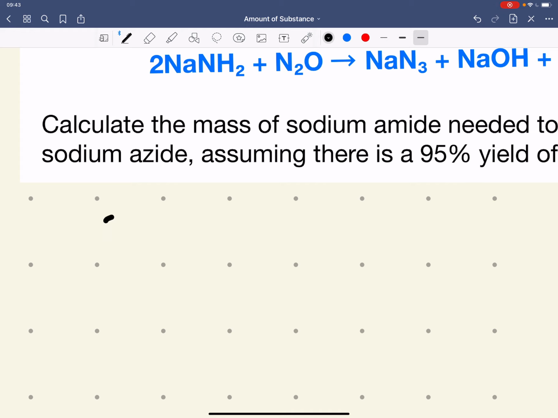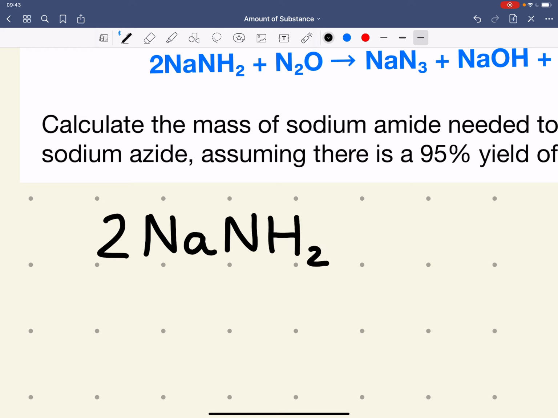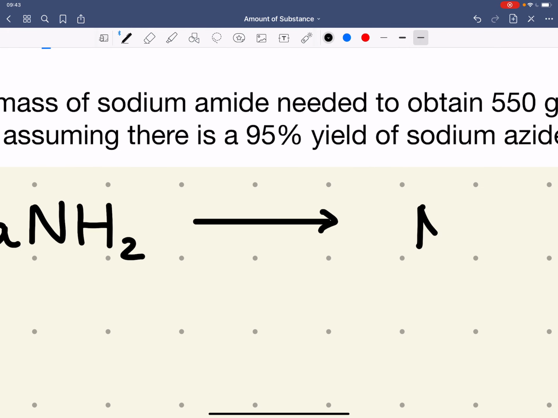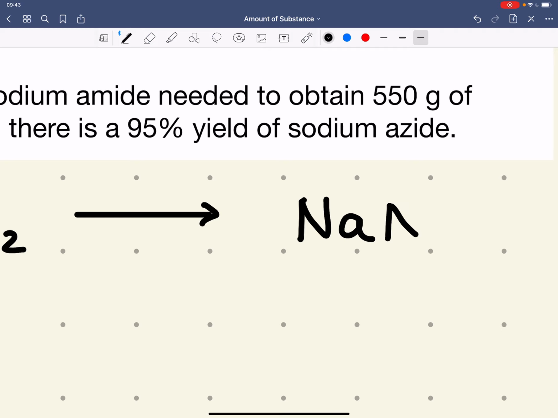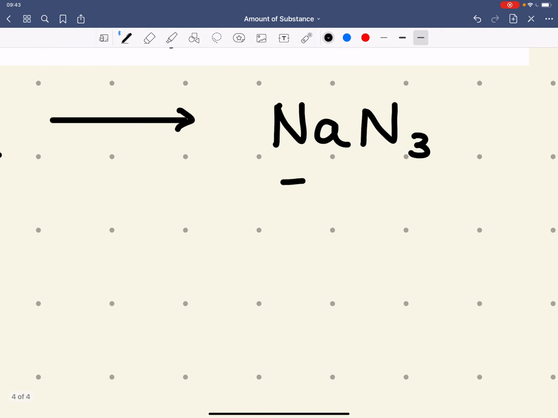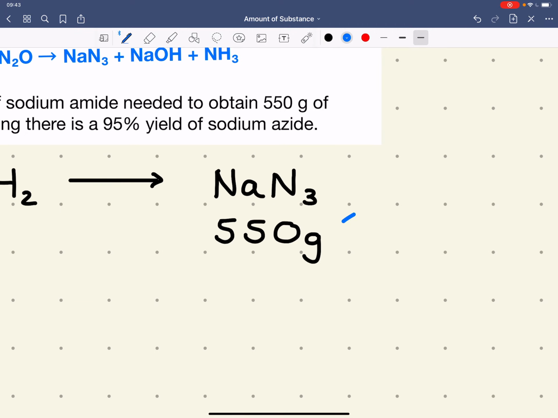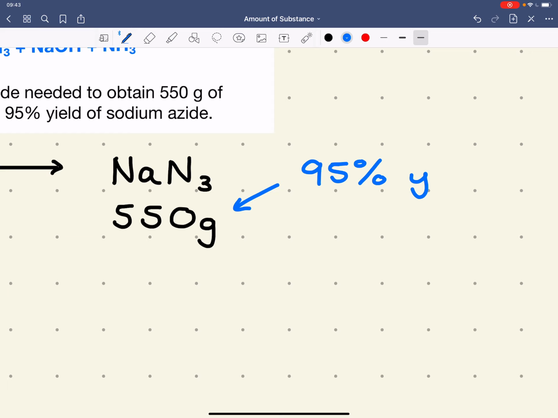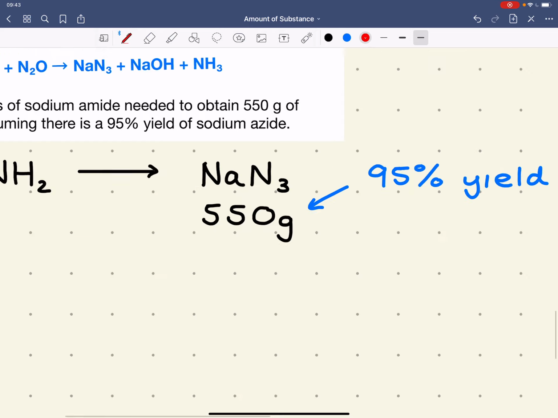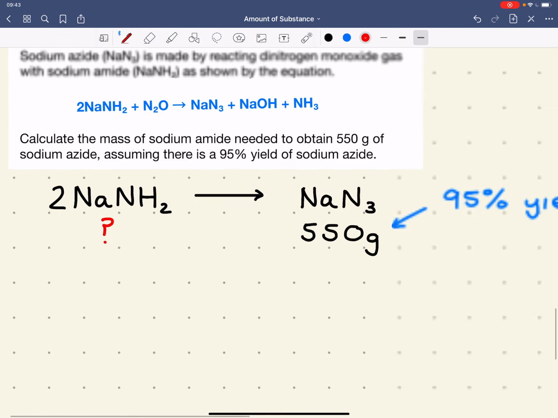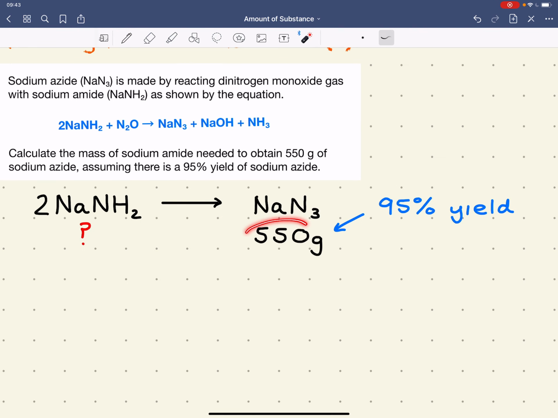So the equation looks quite complicated. It's one that we don't really ever study. But the only substances that are of any real importance in this question are the two sodium compounds, sodium amide and sodium azide. What it's saying is that we're going to produce 550 grams, and it's a 95% yield. And we're being asked, what mass of this am I going to need to react in order to produce this amount of sodium azide, given that it's a 95% yield?